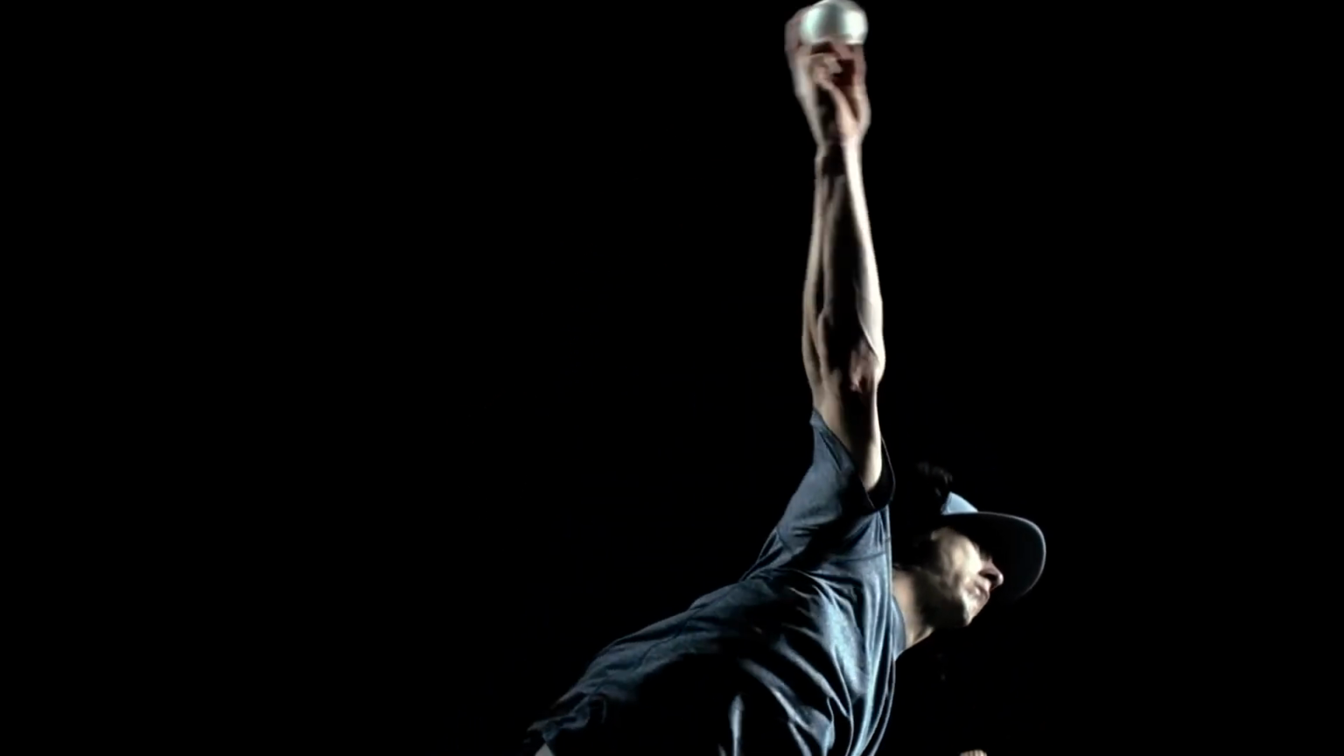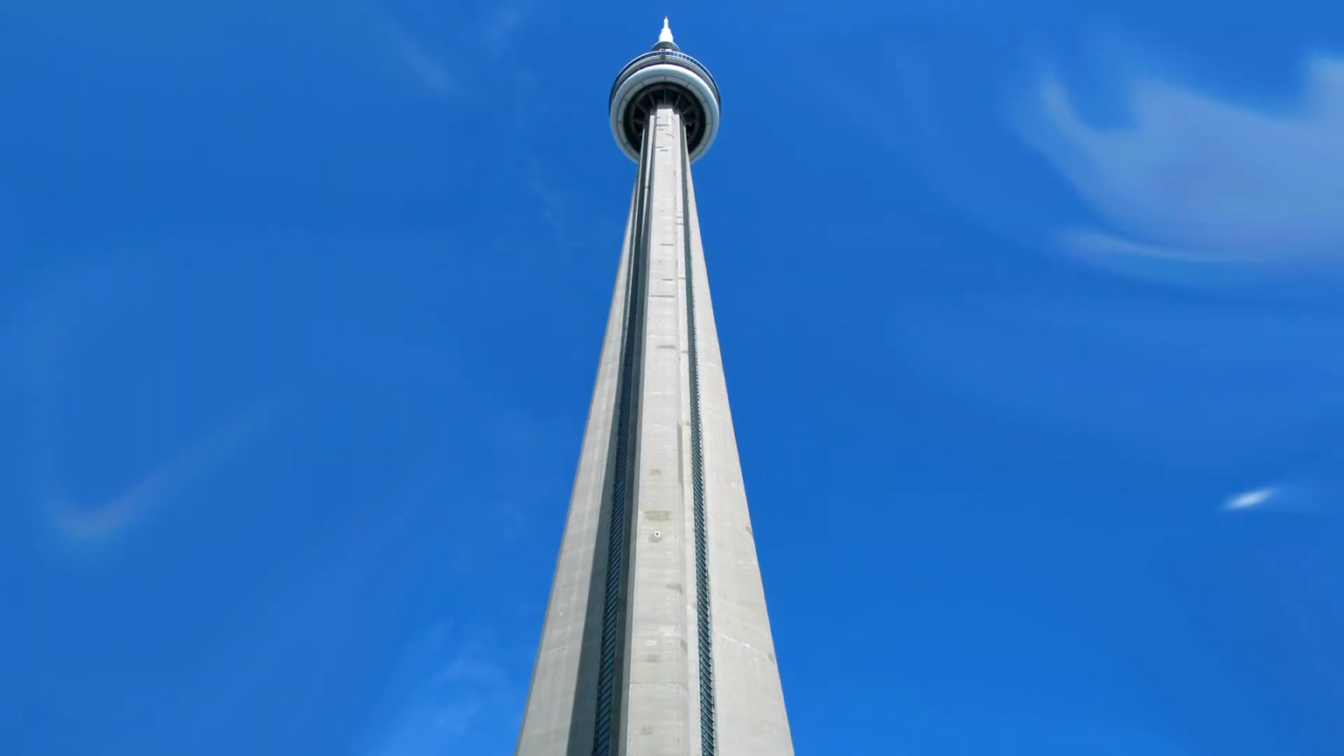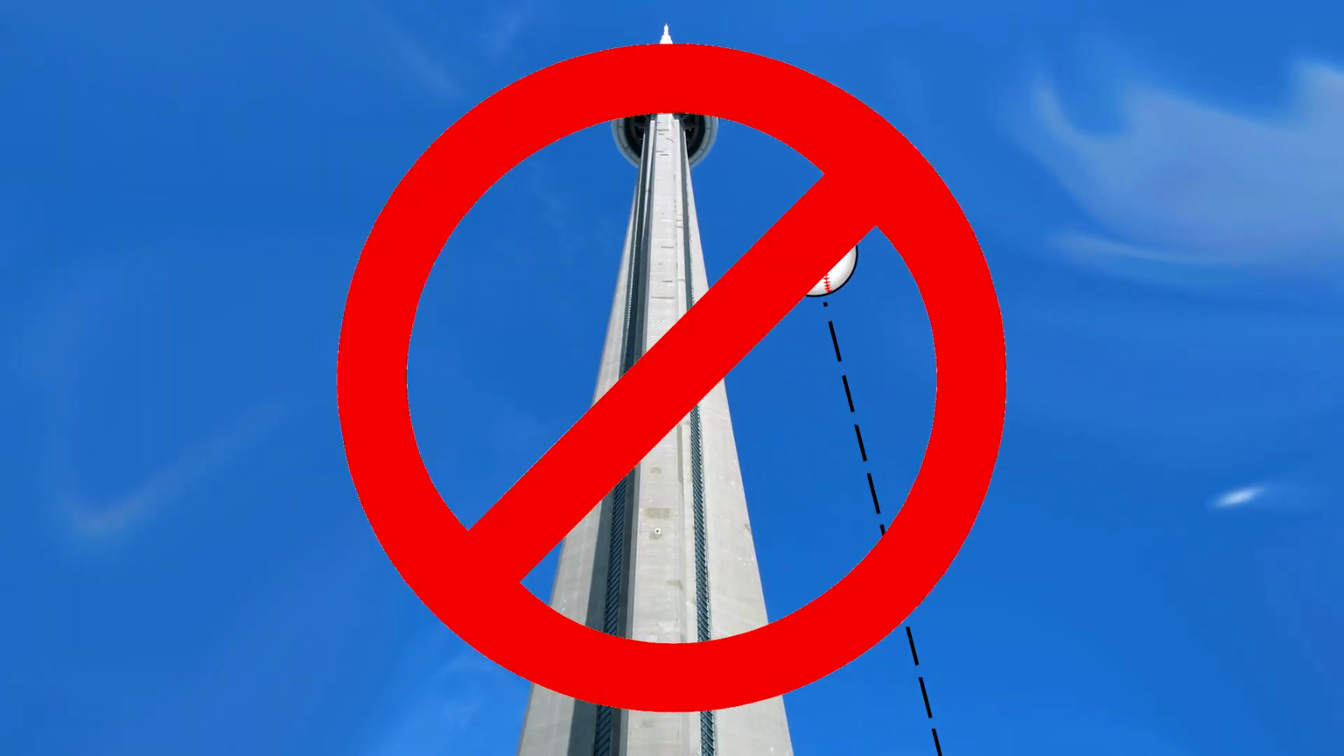Now, to put that into a comparison, the fastest throw from an MLB pitcher is 105 miles per hour, or converted to 47 meters per second. But when we plug in 47 meters per second into our energy formula, we will only get an answer of 160 joules. That is almost 5 times less. So it is very unlikely that a human being can throw a ball to the height of the CN Tower.